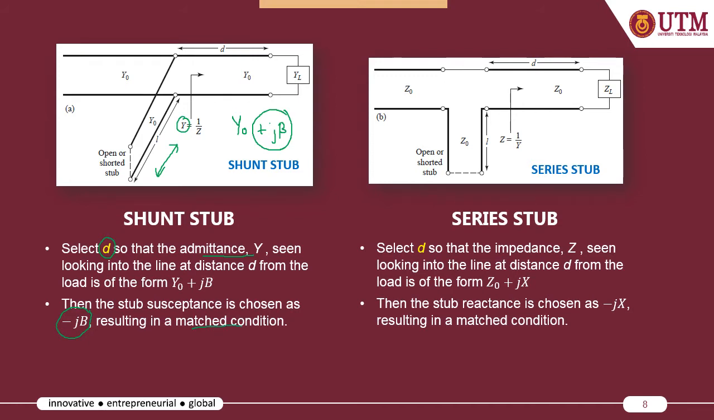While for the series stub, D is chosen so that the impedance seen at a distance D from the load is in the form of Z0 plus jX. So the stub reactance is chosen as negative jX, to remove the imaginary part so that it results in a match condition.